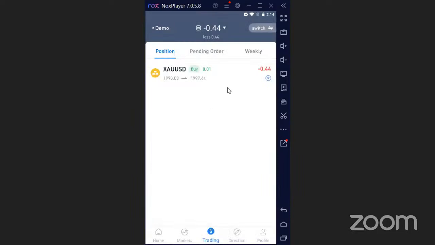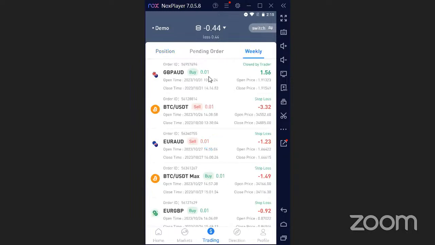Right now, this is the order I just took on XAUUSD. You see the market is running. This is the difference between profit and loss. What you see here right now is profit, and this is a loss. These are our previous demo samples that we've been using over the week.